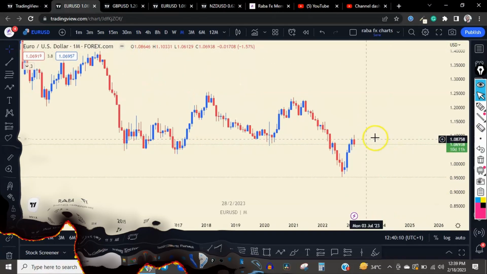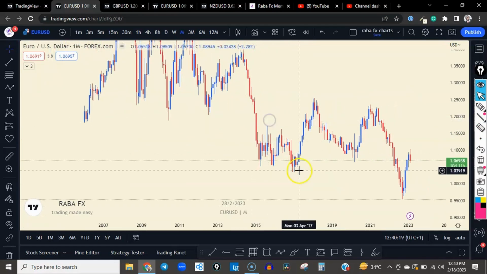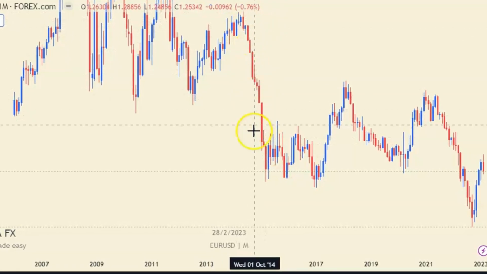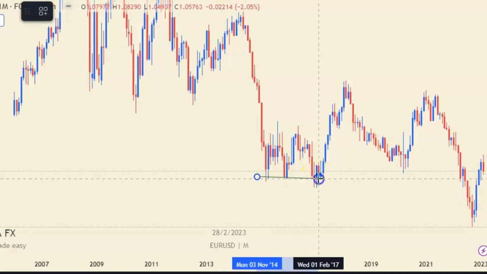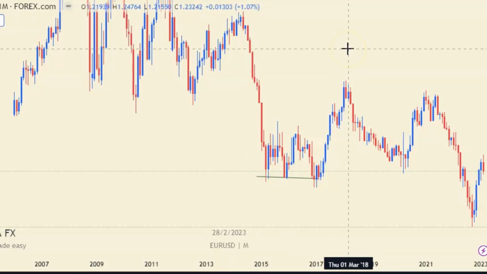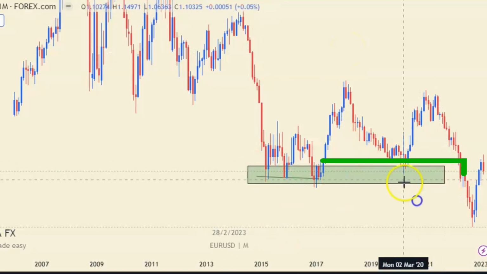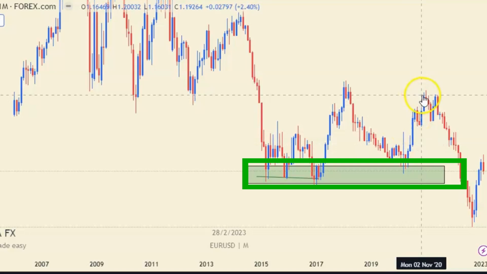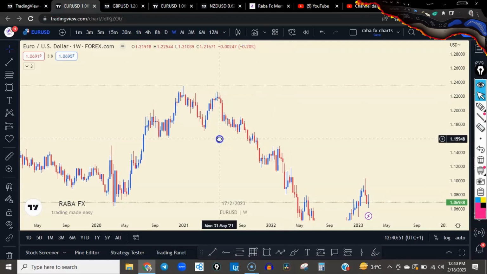Now starting on this monthly, if you can see this area here, price came down. This is accumulation zone. You can see manipulation of the lows, push to the upside. So when price came back to that area, what do you expect? A push to the upside, and you could have looked for entry in here. Let's go to the weekly.